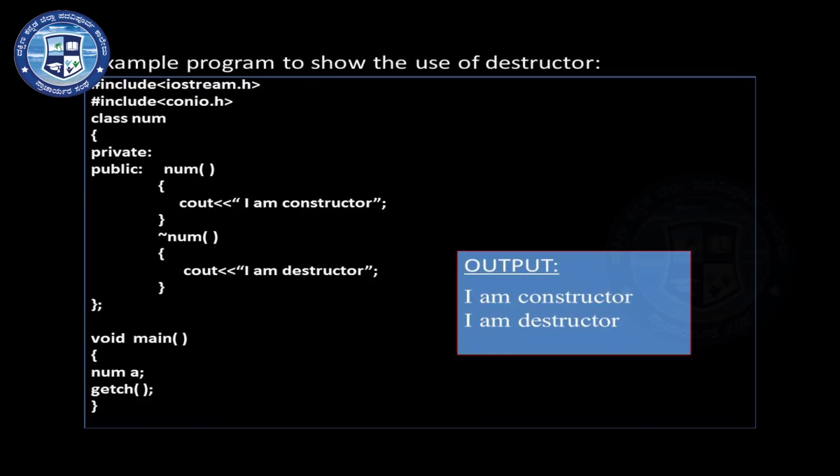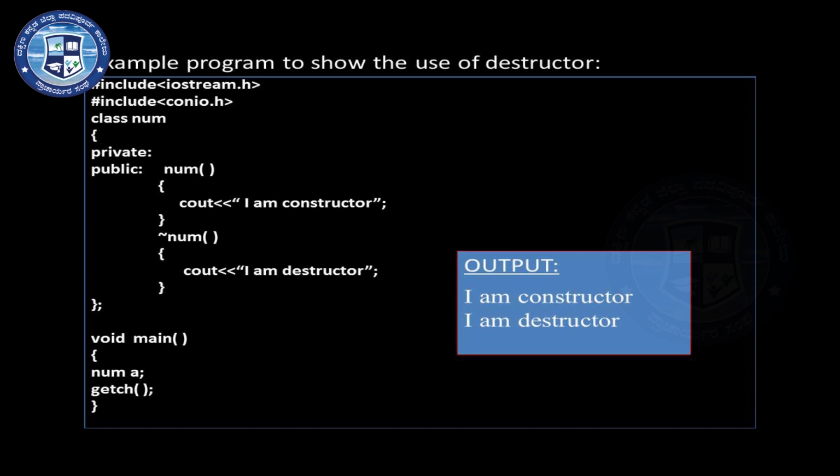Just observe here, in this example you can see two header files, iostream.h and conio.h, followed by the class name, that is num. Then in the private section, some data members we can have. In the public section, num is a constructor name, it is a default constructor. Why can we say it is a default constructor? Because there is no argument present in the brackets. Then one message is given, I am constructor. No initialization we are doing here, we are just giving one small message.